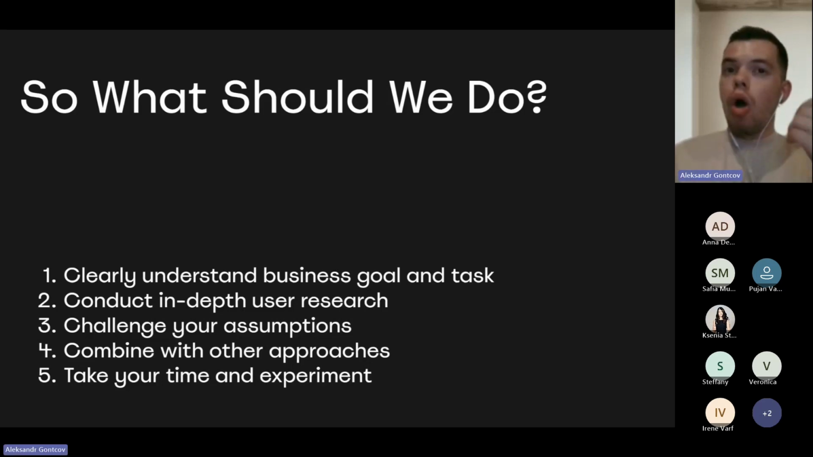Challenge your assumptions. Always ask yourself, is this true? Is this correct? Is this how our customers see the product or see these features, how they use them? Is this an actual value in the eyes of our customers? Always challenge your assumptions. Always challenge your knowledge.